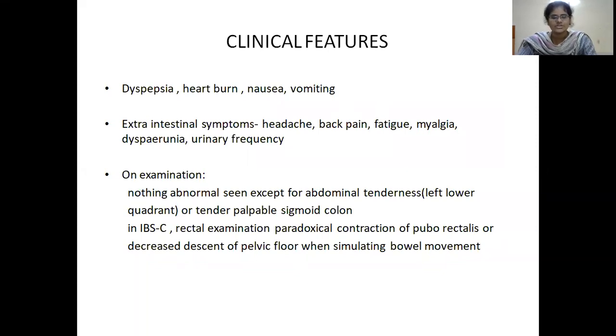On examination of this patient, usually you will not find anything abnormal, except sometimes there might be lower abdominal pain, and at very rare times you can palpate the sigmoid colon. In IBS constipation predominant type, when you go for rectal examination, there will be contraction of the puborectalis or decreased descent of the pelvic floor when simulating a bowel movement.